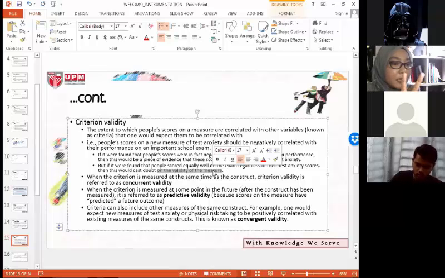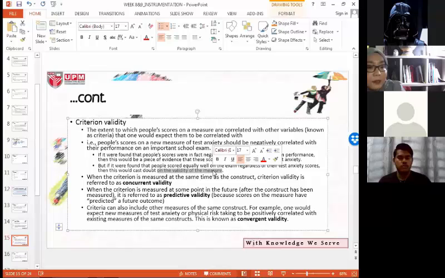If logically the first construct is negatively correlated with the second construct, and after you conduct your study the relationship is indeed negative, then the criterion validity is proven. But if your study found that the relationship is comparable between those with anxiety and those with non-anxiety cases, then we will have a question about the criterion validity.